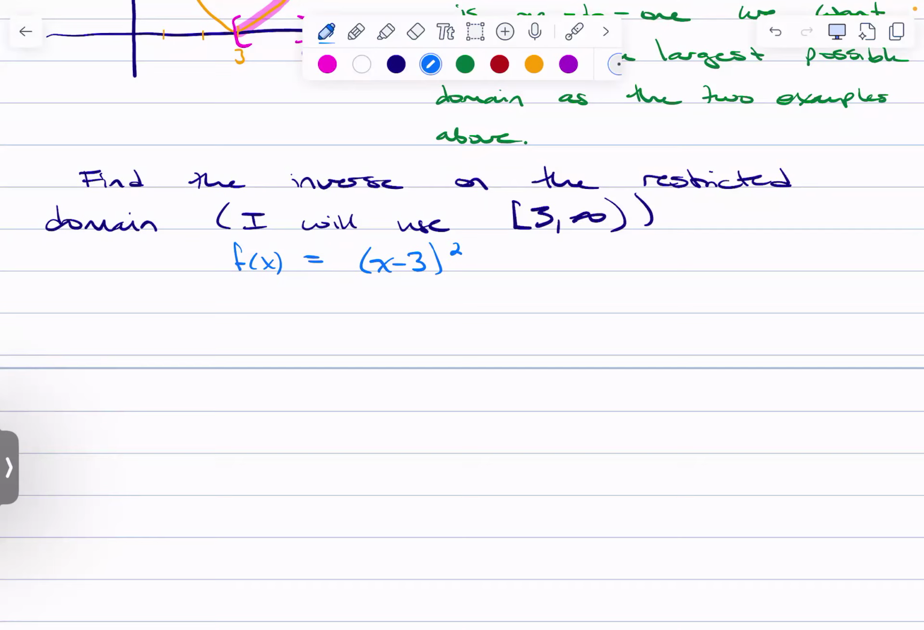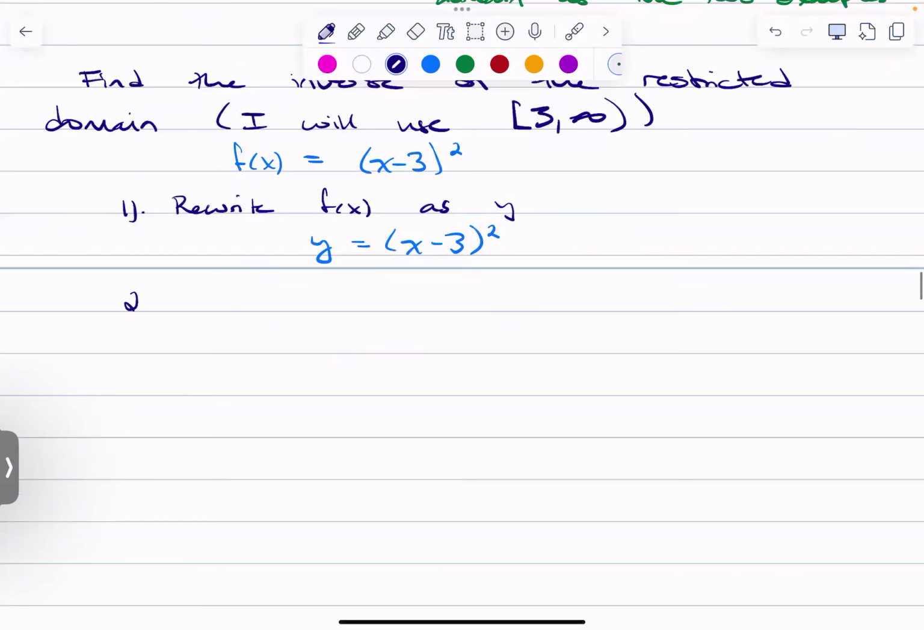We've already determined the domain where it's one-to-one, and so I'll skip that step and jump straight to the step where I rewrite f of x as y. That's kind of a breezy step. x minus 3 squared is y. Then I want to solve for x. So my next step, solve for x.